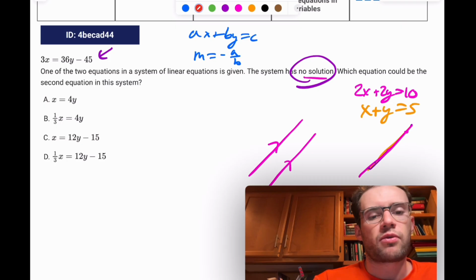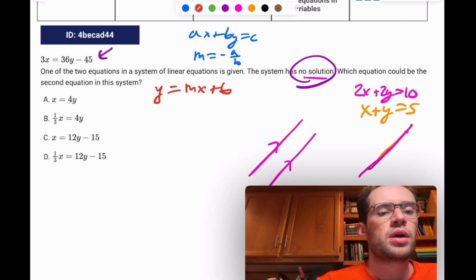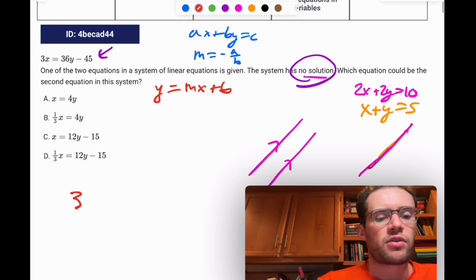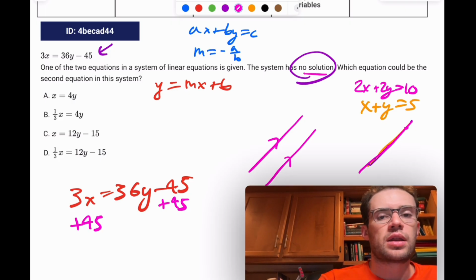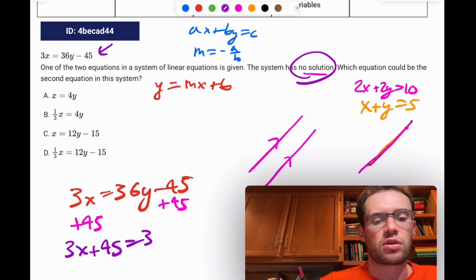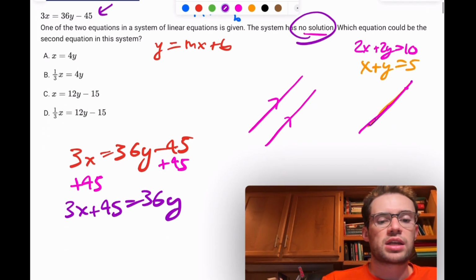So to get it into slope-intercept form, we want to get into y equals mx plus b. So get the y alone. And the first step for getting y alone, if you have 3x equals 36y minus 45, would be to add 45 to both sides. So we add 45 over here, add 45 over here. Gives us 3x plus 45 is equal to 36y. And now to get 1y instead of 36 times y, just divide everything by 36.